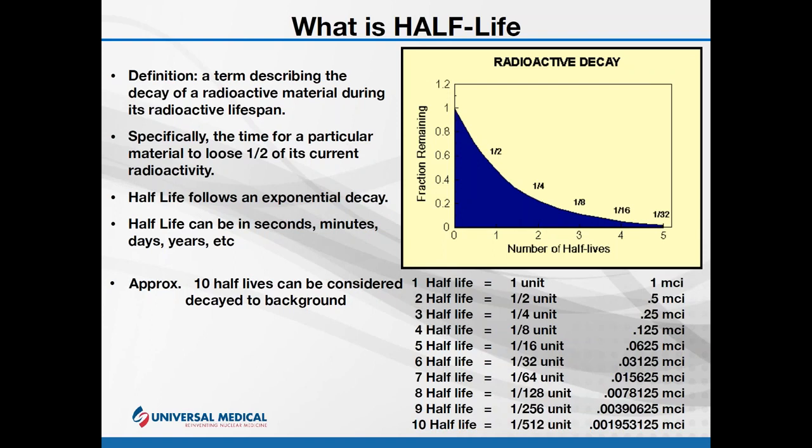After 1 time period, due to the half-life decay, we will have 1/2 of the original activity. After a second time period, we're going to have 1/4 of the original activity, which is 1/2 of the original 1/2. After the third time period, 1/8 of the original activity, and so on.